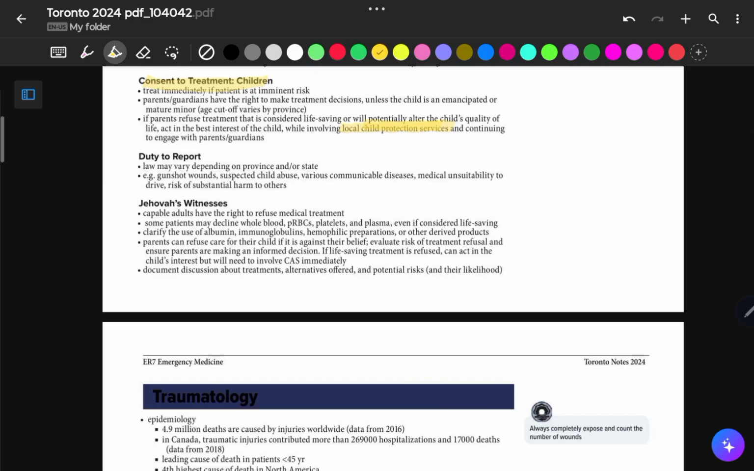The law may vary depending on the province or state. As a physician, you have a duty to report every gunshot wound to the police, any suspected child abuse to the local child protection services, any reportable communicable disease to public health, any medical unsuitability to drive to the Ministry of Transportation, and any risk of substantial harm to others.